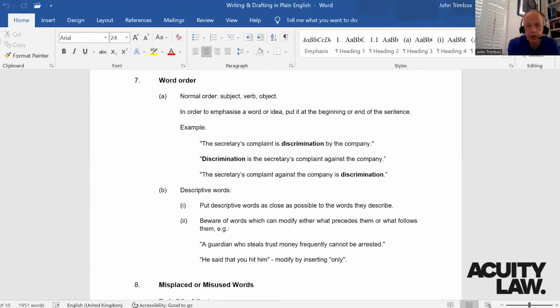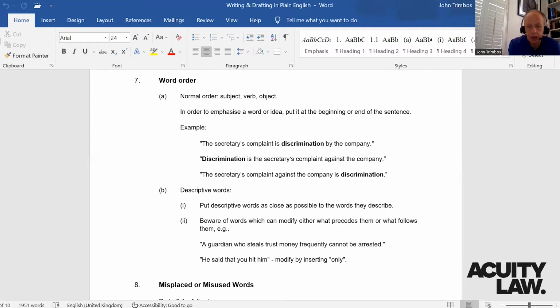So I would personally clarify it by moving frequently to the front. Frequently, a guardian who steals trust money cannot be arrested. That's a much clearer word order. I don't think that's really open to misinterpretation. The second one, he said that you hit him. I mean, imagine the police are taking statements after a pub brawl or something. Well, that's a pretty straightforward sentence.